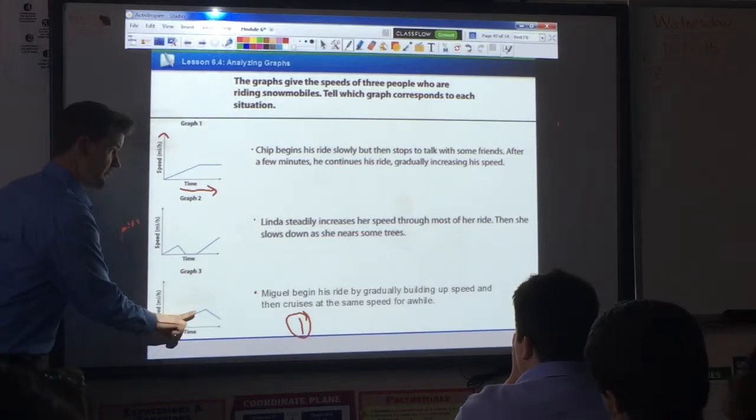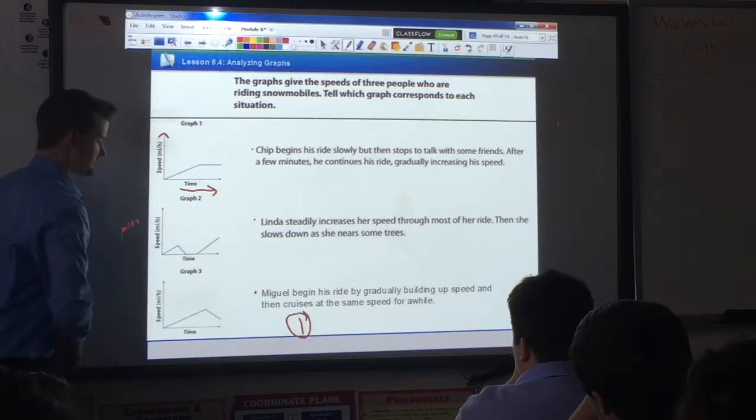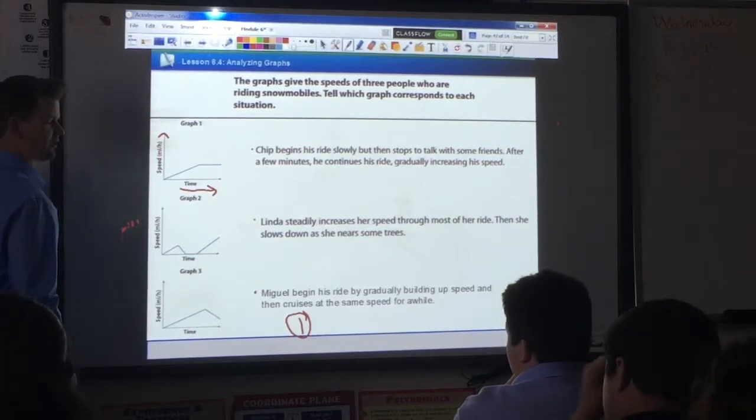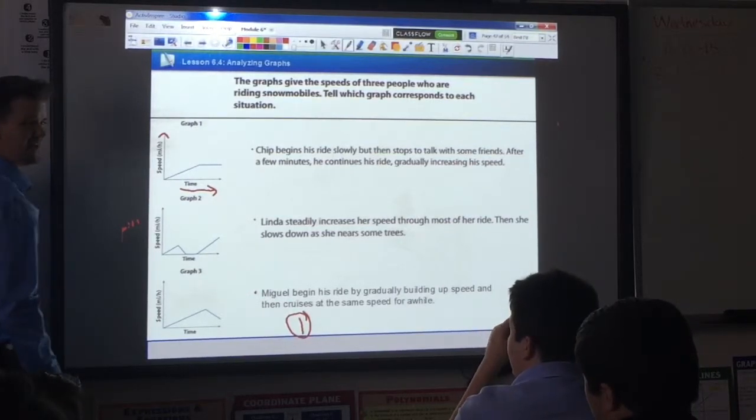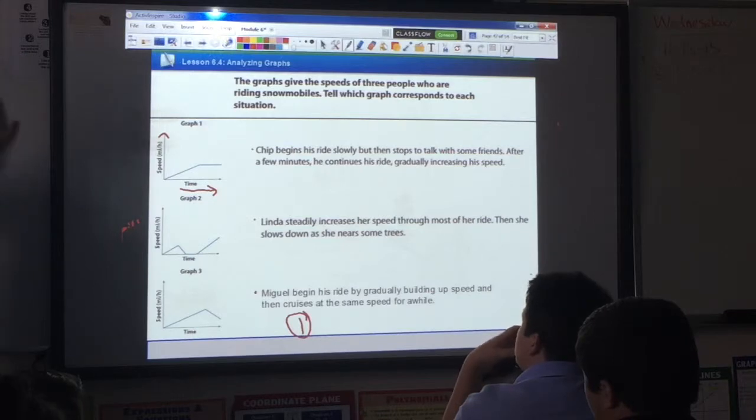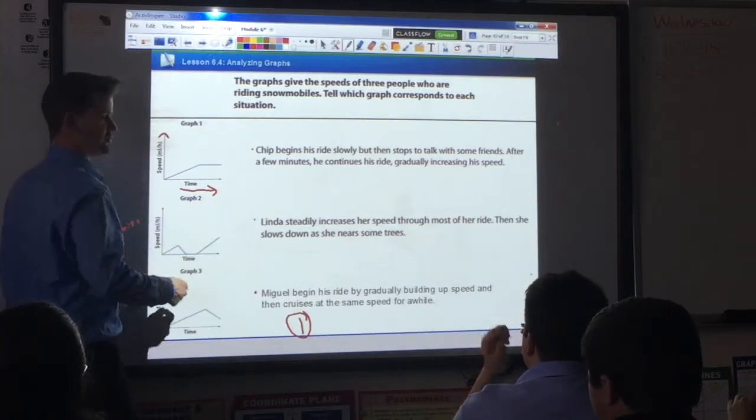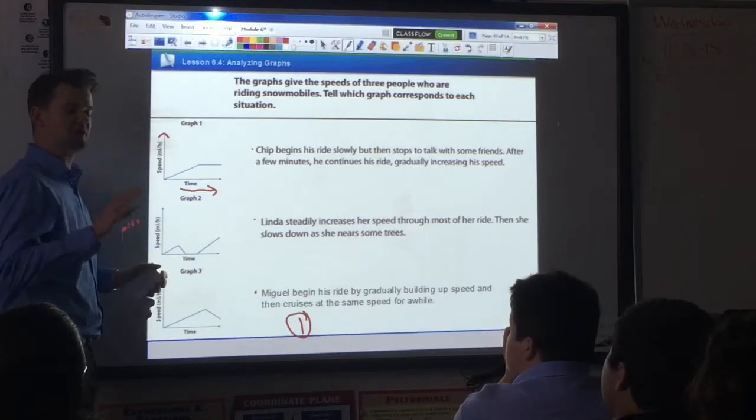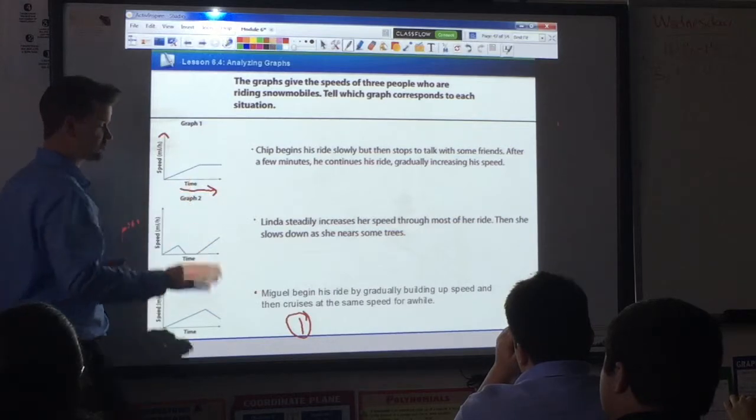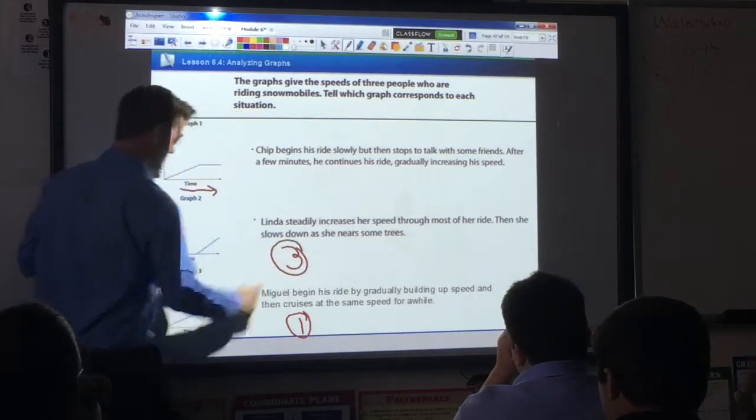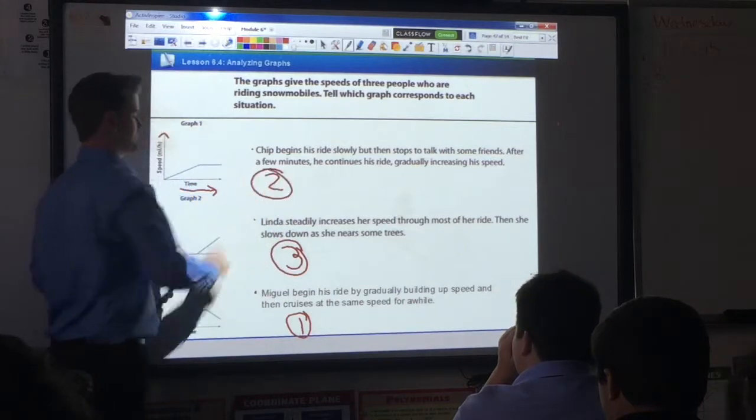So she builds up her speed through most of her ride, then she slows down as she nears some trees, so that she doesn't smack right into the trees. Because that would be bad. Linda does not want to slam into the trees. Linda wants to live, so Linda slows down. Just like when you start driving in a couple years. If you see some trees, don't hit the gas. Slow down, preferably stop, go around the trees. Live to drive another day. So that is indeed graph number 3, which means that Chip is graph number 2.